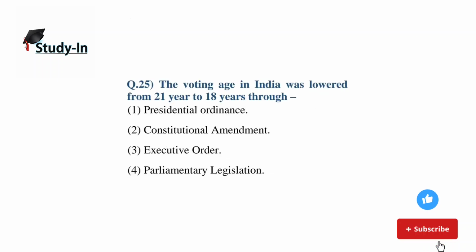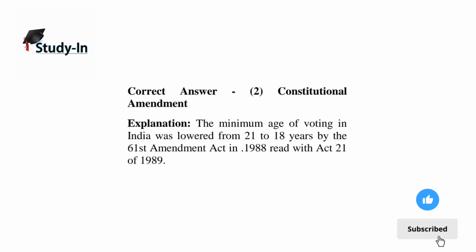The last question. The voting age in India was lowered from 21 years to 18 years through options: presidential ordinance, constitutional amendment, executive order, or parliamentary legislation. The answer is constitutional amendment.